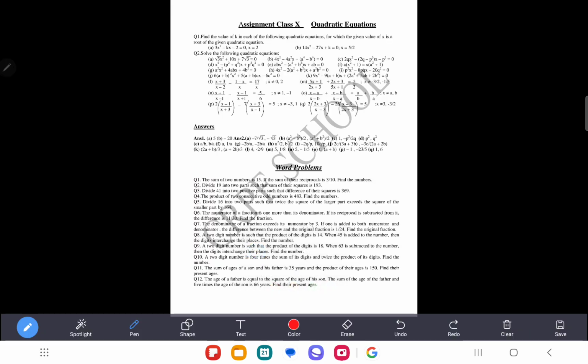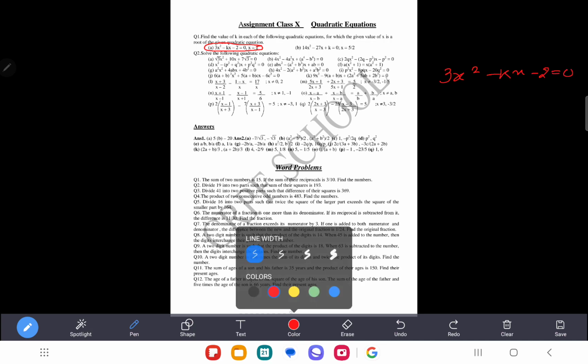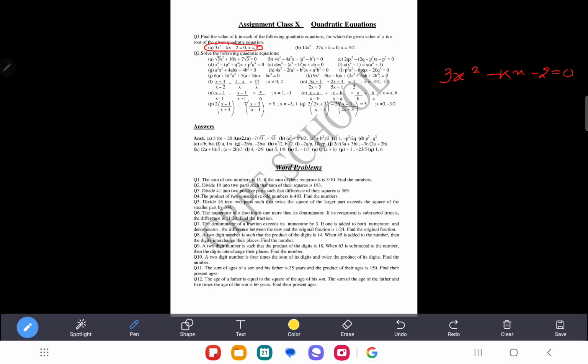Now let's have this part. Just read the first question. It says, find the value of k in each of the following quadratic equations for which the given value of x is the root of the quadratic equation. Let's suppose I change it a bit. It says 3x square minus kx minus 2 equals 0. It means that I have to find the value of k.